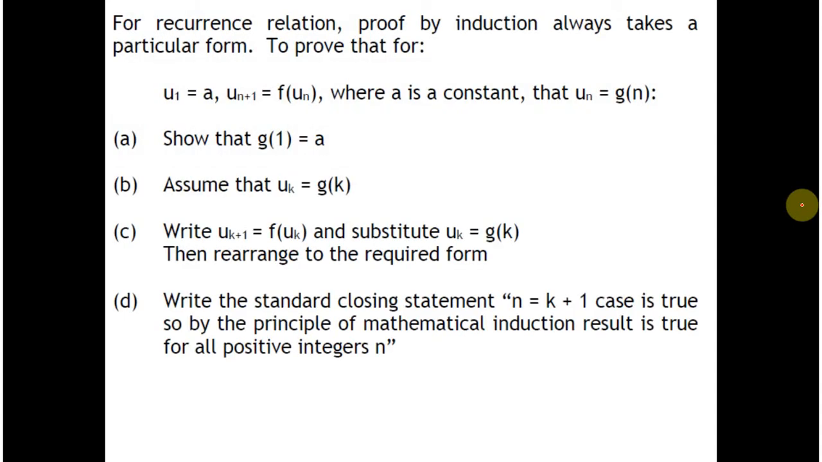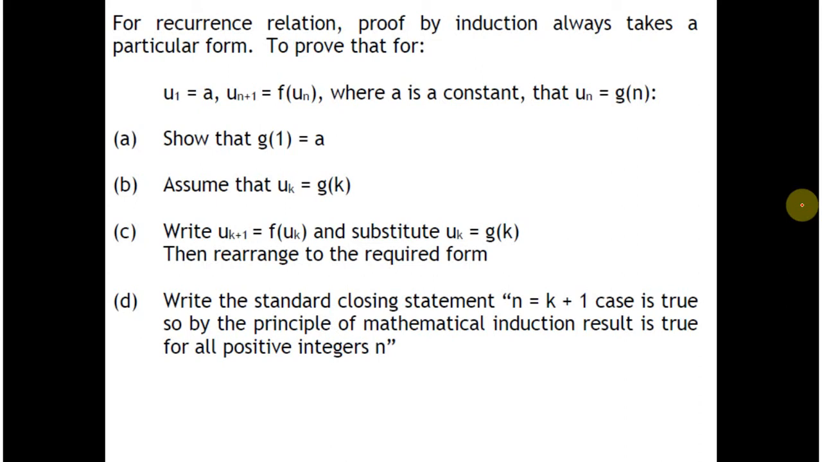Now for a recurrence relation, proof by induction takes yet another different form. So to prove that for u₁ equals a, u(n+1) equals f(u(n)), where a is a constant, that u(n) is equal to g(n), first of all we show that g(1) is equal to a, therefore by proving the n equals 1 case. Then we assume that u(k) is equal to g(k), and then we use the induction formula with k's rather than n, and then rearrange to the required form after substituting u(k) equals g(k) into the recurrence relation.